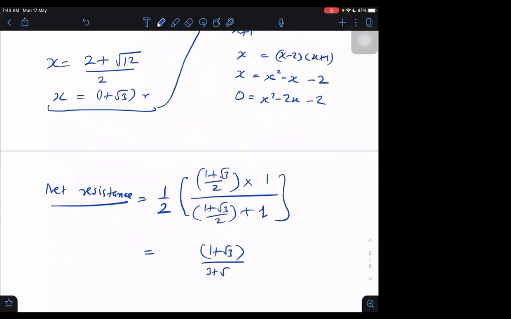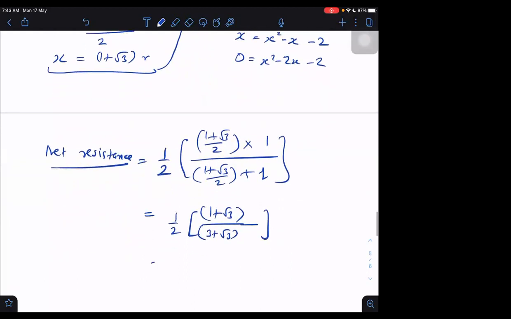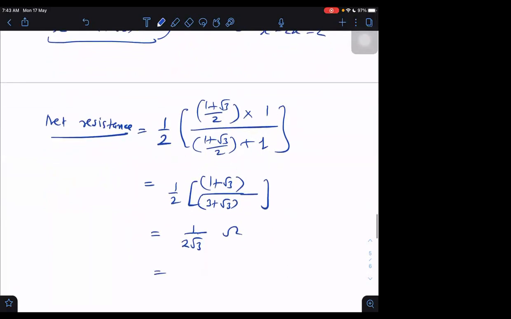3 we can take common also. 3 plus root 3, 1 by 2, and 1 by 2. Yes. 1 by 2 root 3 R. 1 by 2 root 3 ohms, which I can write as finally R by 2 root 3, because we know at last R by R equals 2 root 3 ohm. That is the answer. That is the net resistance.